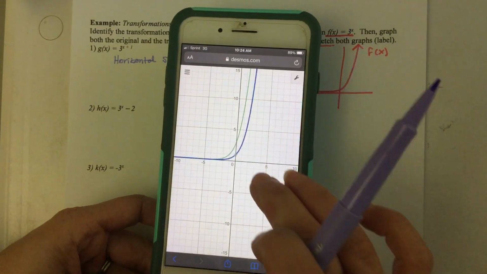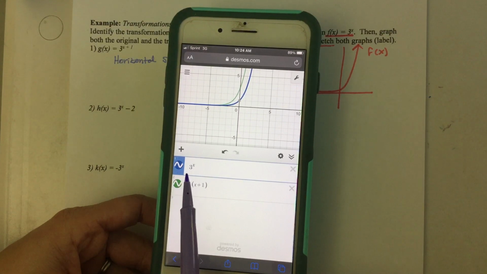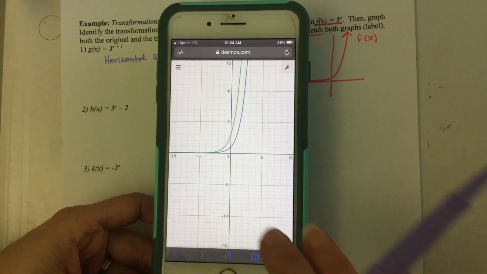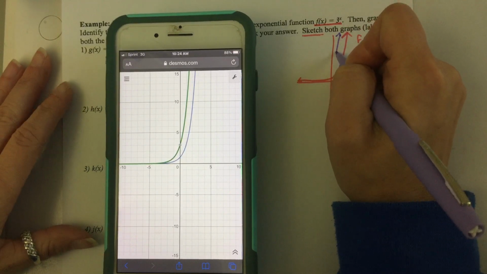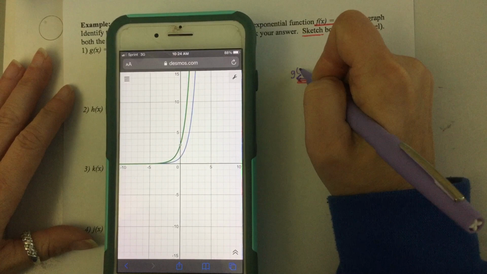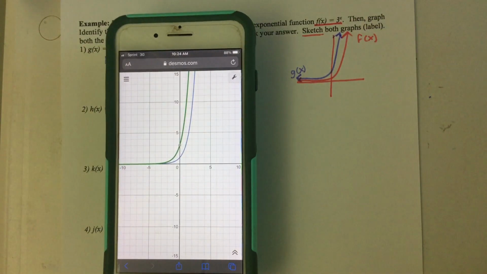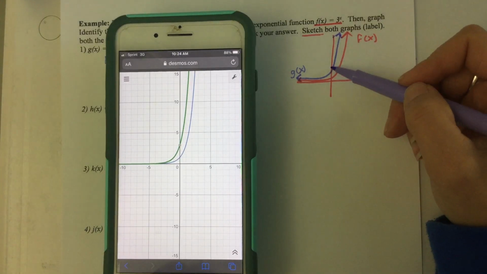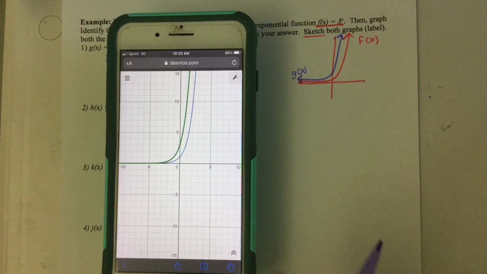Notice the blue line, and this is one cool thing I want to point out. The blue line is our parent function. That is 3 to the power of x. The green is where it's 3 to the x plus 1. So we will notice what happened is the graph did just shift to the left. So we go ahead and we sketch it. This is g of x. So both of them are curve-shaped graphs. They're both curving upwards. They both cross the y-axis once. They both have a horizontal asymptote as we go to the left.